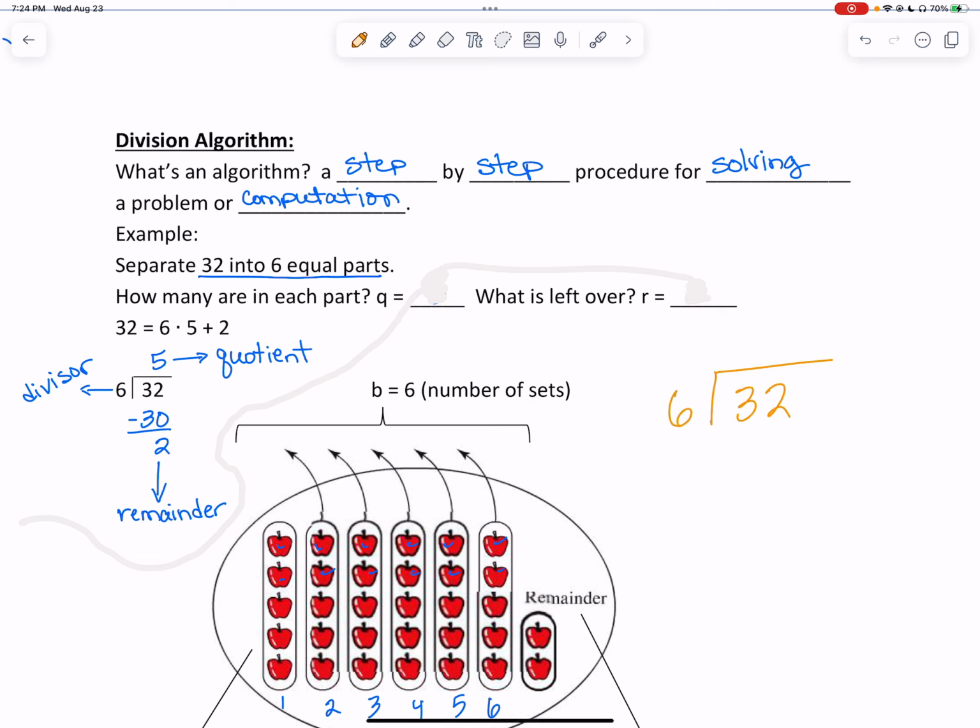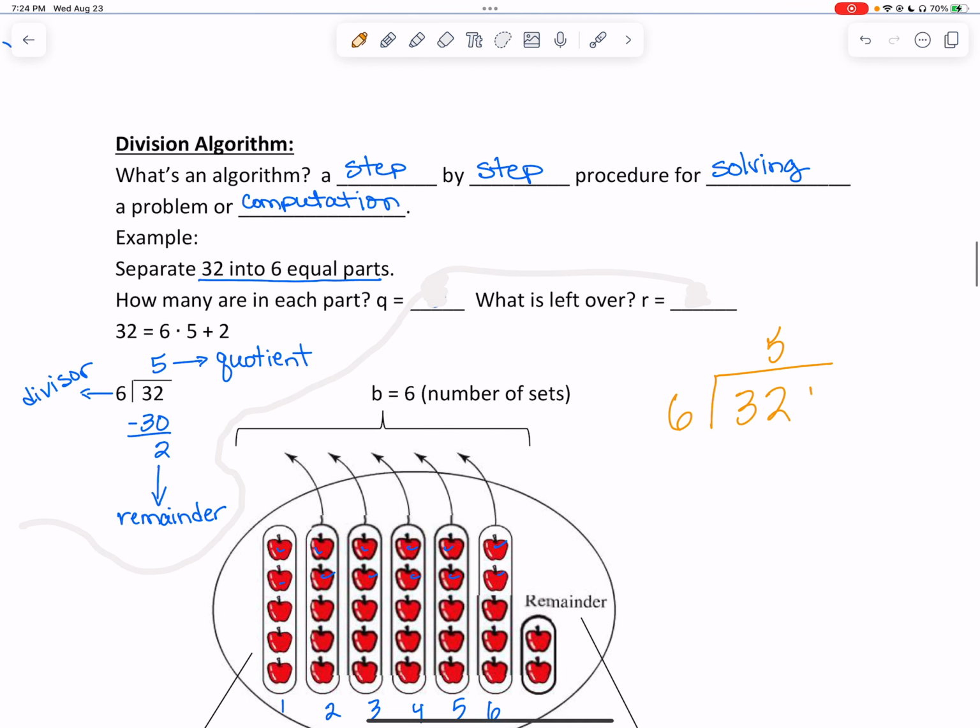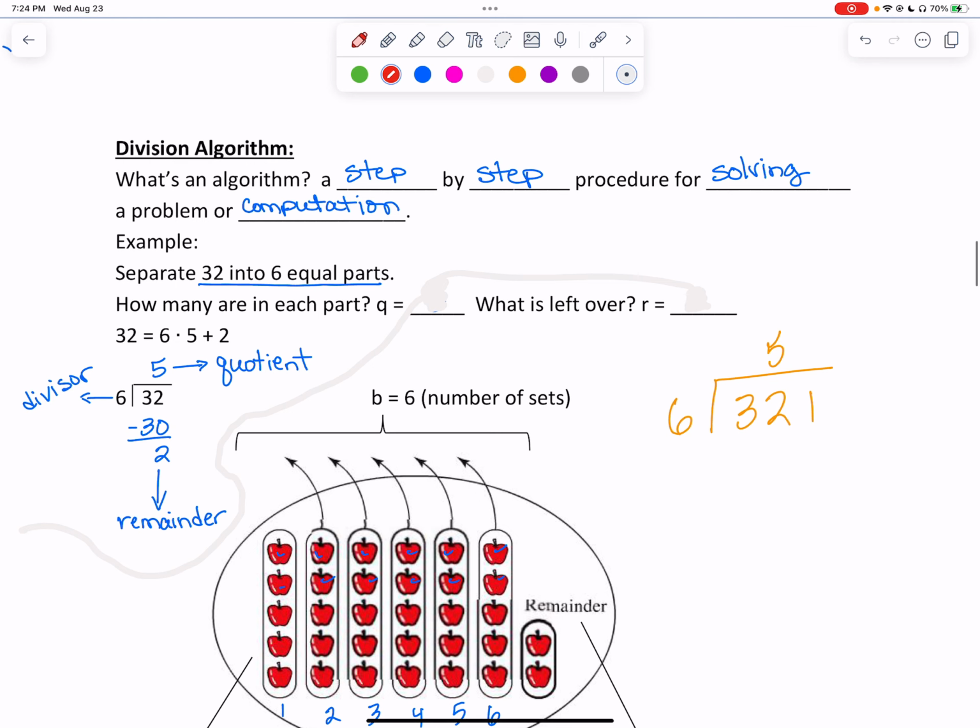So 6 goes into 32 how many times? Just 5 times, and it has 1. Well, that doesn't work. Let me make something different. Let me have it go into 321. Okay, so 6 goes into 32 5 times. Does it have anything left over? Yes, we already said it had a 2 left over.